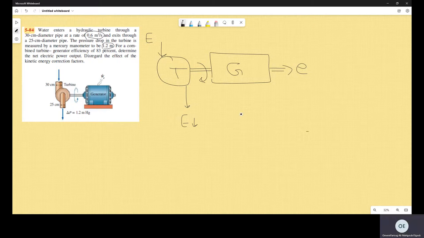Now, the efficiency, what's the efficiency of the turbine? The efficiency of the turbine is the shaft work divided by the difference between the mechanical energies here. And the efficiency of the generator is the electric power output divided by the mechanical work input, or the shaft work input. Now the combined efficiency is the turbine efficiency multiplied by the generator efficiency. So this is just for your information.